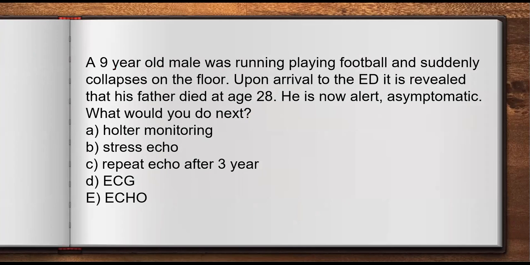Next question. A 9-year-old male was running, playing football, and suddenly collapses on the floor. Upon arrival to the ED, it is revealed that his father died at the age of 28. He is now alert, asymptomatic. What would you do next? Holter, stress echo, repeat echo after 3 years, ECG, echocardiogram.